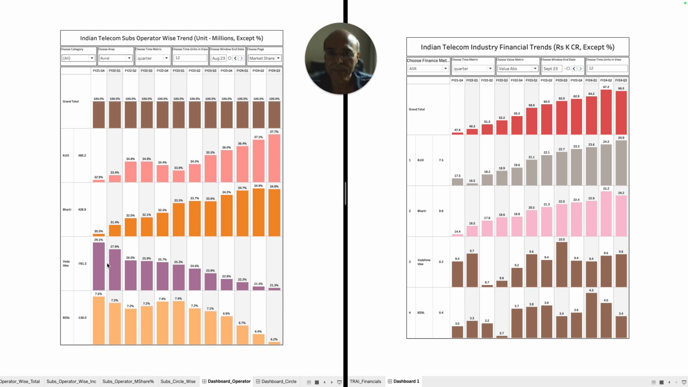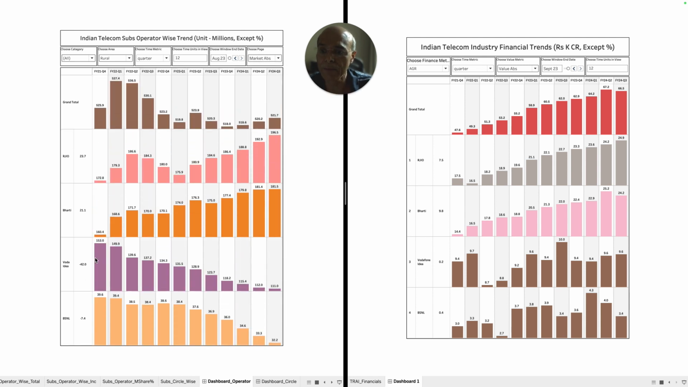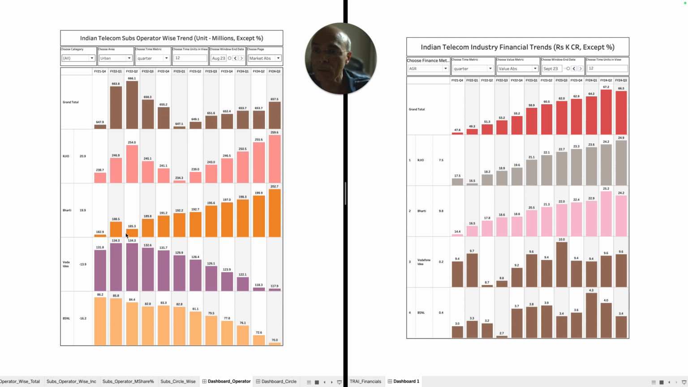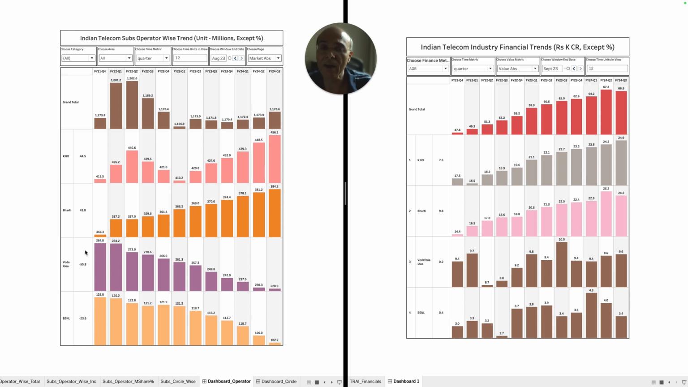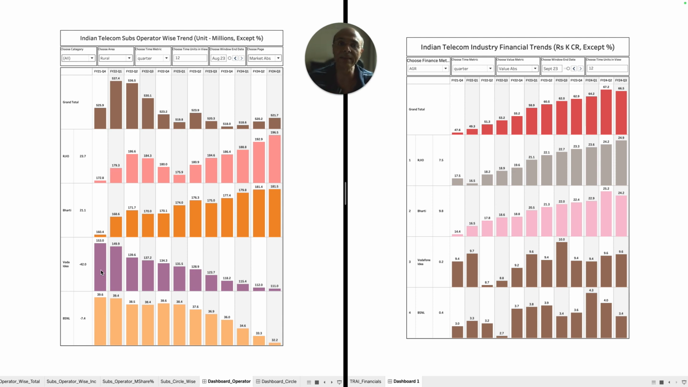rural areas. When I show you the urban dimension, you will find that in urban areas it has not lost so many subscribers. If I look at the absolute number, you will find that it has lost 42 million. Let's do the total first so that you can see. Out of the 55 million loss, 42 million it has lost in rural areas. Vodafone Idea, imagine that it is completely unwinding from rural areas and it is becoming an urban company.